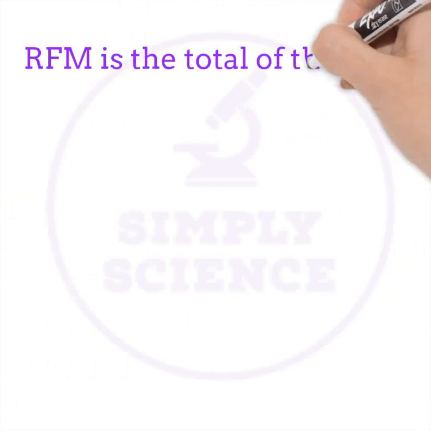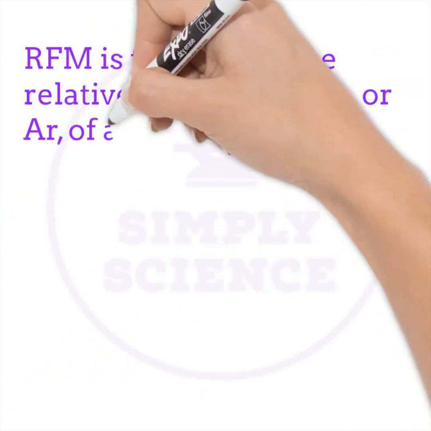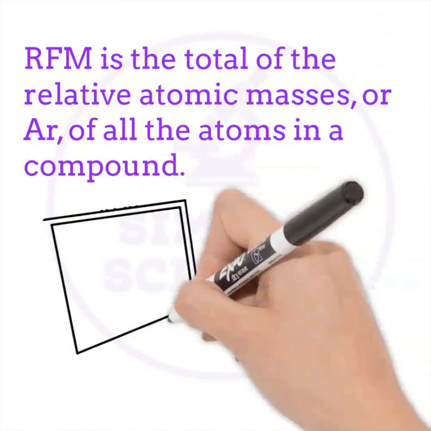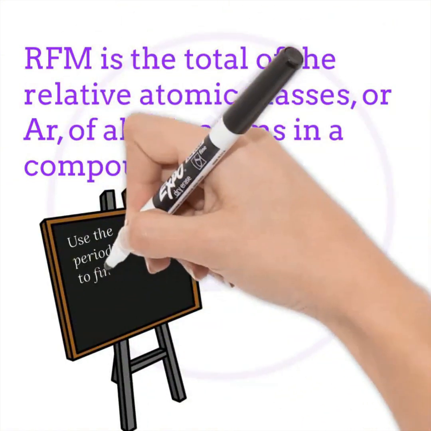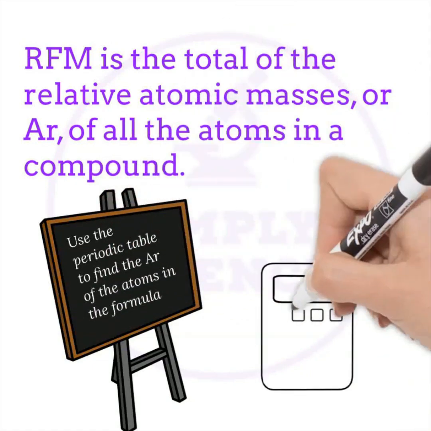Relative formula mass is the sum total of the relative atomic masses of all the atoms in a compound. The relative atomic masses of atoms can be found on the periodic table.